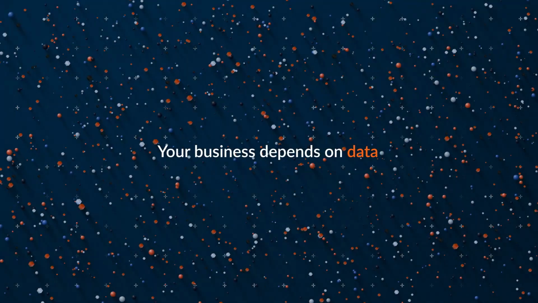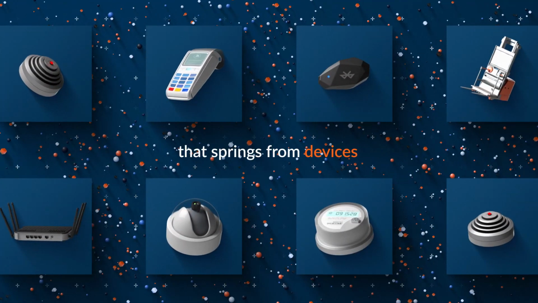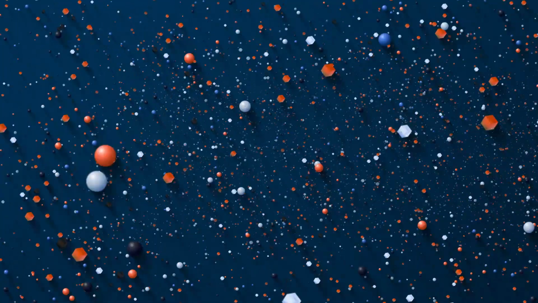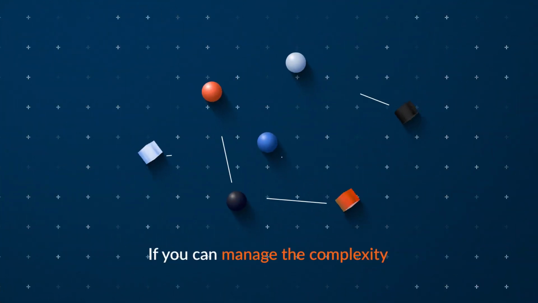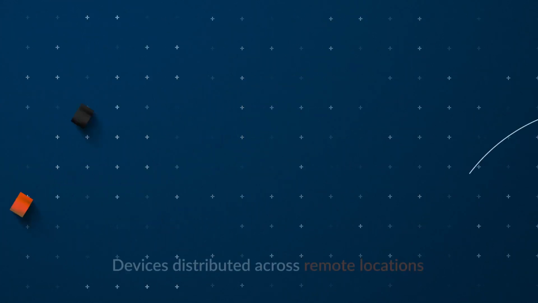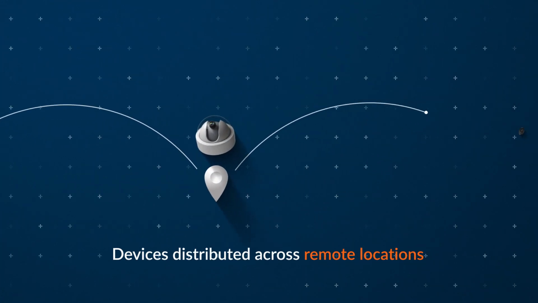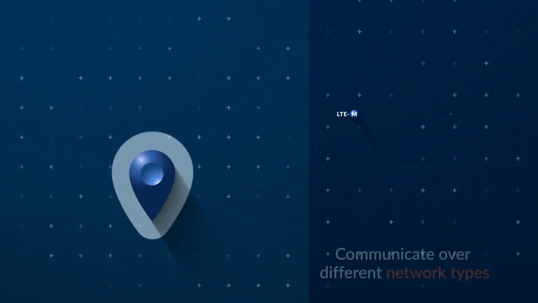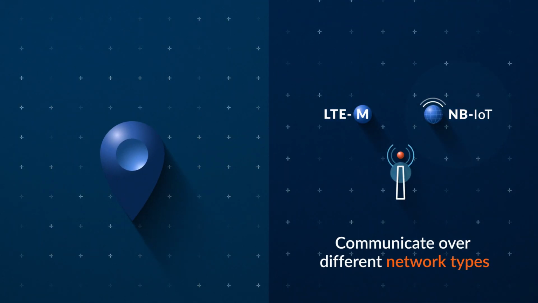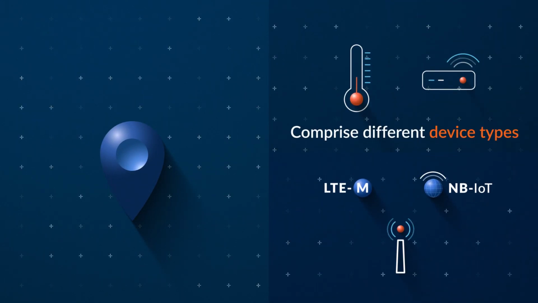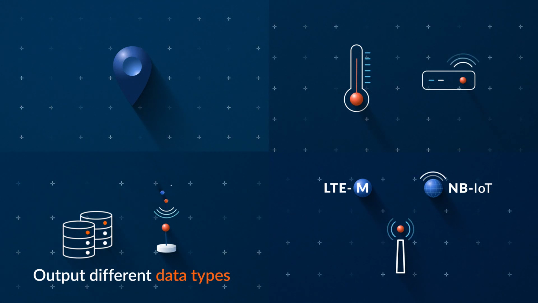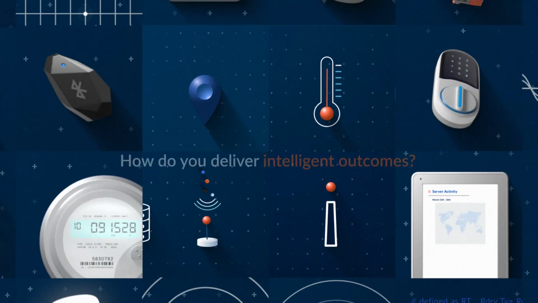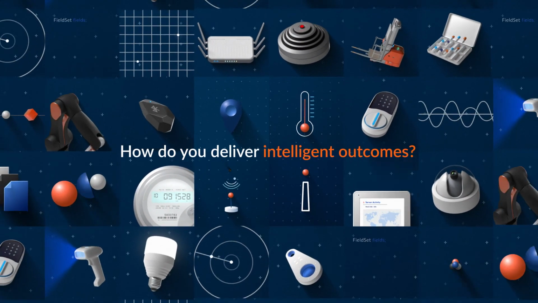Your business depends on data, data that springs from devices, an endless stream of valuable information that can empower you and your business, if you can manage the complexity. Your devices may be distributed across remote locations, communicate over different network types using a range of standards, comprise different device types from ultra-constrained devices to full-function gateways, output different data types, both structured and unstructured. How do you manage it all to deliver intelligent outcomes?